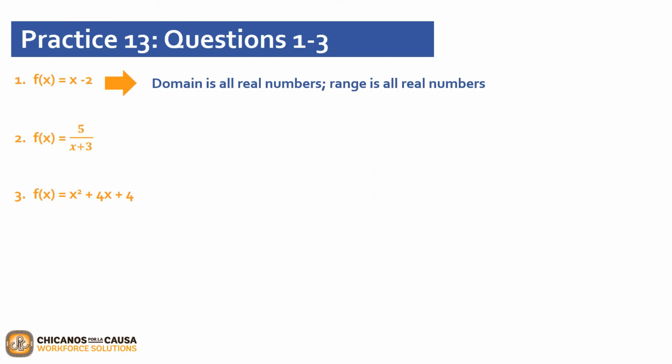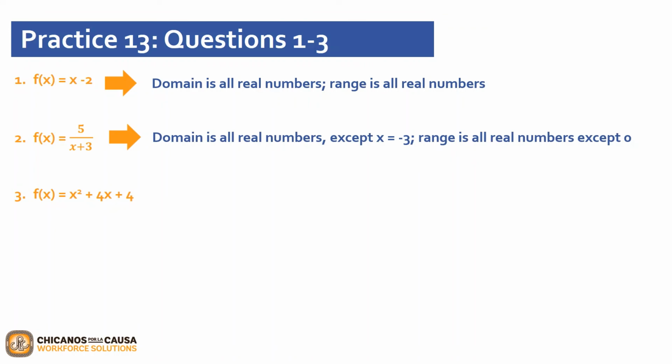Question 2. f(x) = 5 over x + 3. So this is similar to our first example. So in this case, the domain is all real numbers except for x = -3. And the range is all real numbers except for 0. And lastly, f(x) = x squared + 4x + 4. In this case, the domain is all real numbers and the range is f(x) greater than or equal to 0.